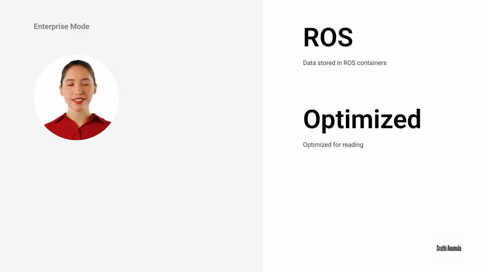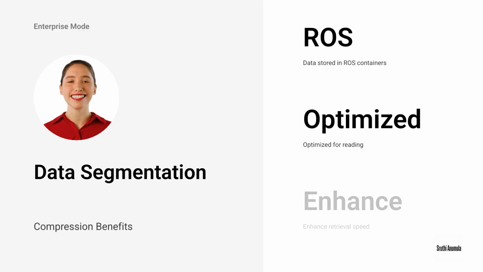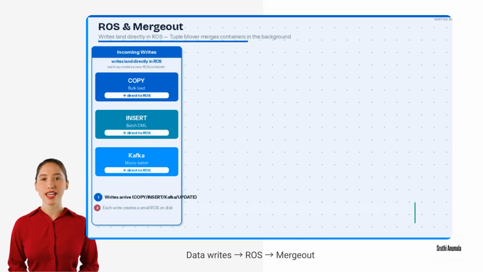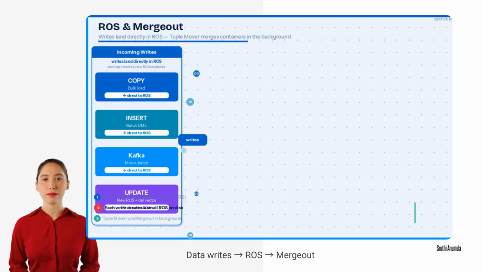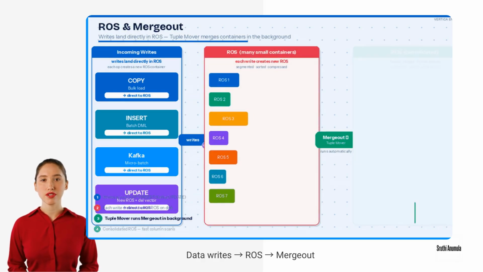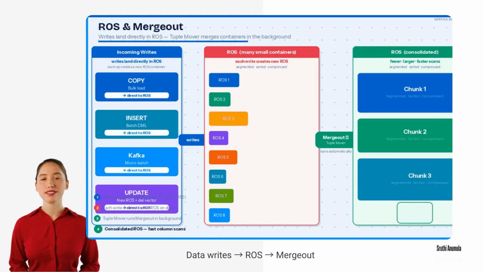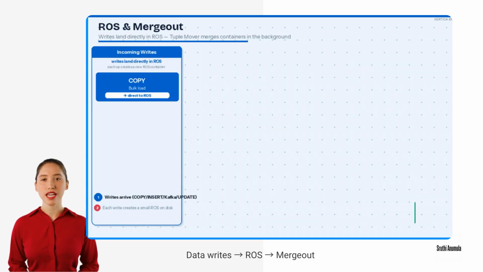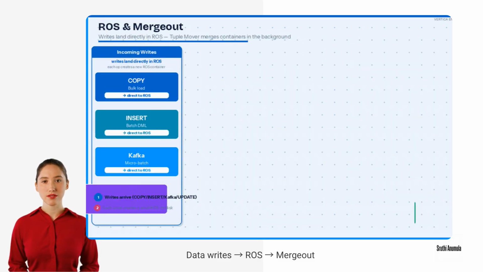In Enterprise Mode, data is stored in ROS containers, which are optimized for reading. This segmentation and compression enhance data retrieval speed. So how does Vertica actually store data on each node? Every write, whether it's a copy statement, an insert, or a Kafka stream, lands directly into ROS containers on disk. ROS stands for Read Optimized Store. That data is segmented, sorted, and compressed for fast reads right from the start.